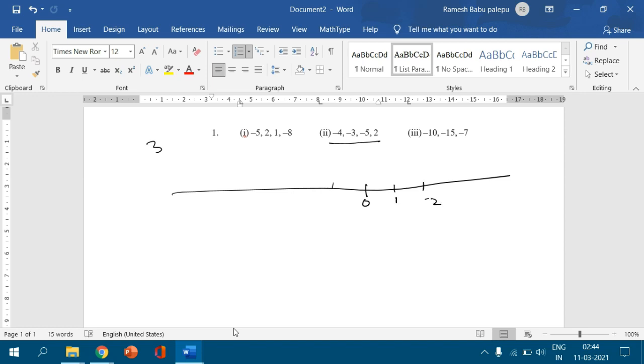So this is the negative side. This is -1. This is -2. This is -3. Values are decreasing. This is -4 and this is -5. So the smallest value is -5.